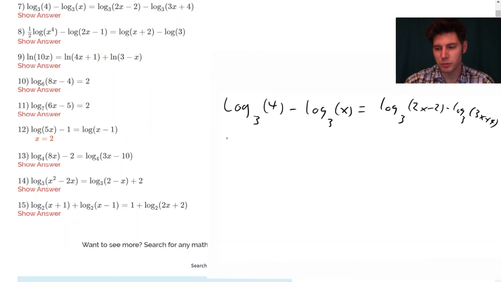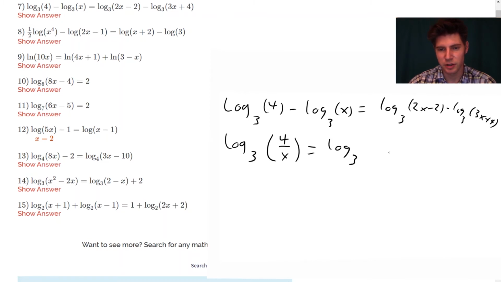So we're going to do that to this one. I'm going to write it as a single log, log base 3, but I'm going to have the 4 on top. But since the minus is for this one, the x is going to go on bottom. Equals, and I'll write this as a single log. The 2x minus 2 is positive, so it's going to go on top. The reason I say positive is because right here there's no minus. 2x minus 2 over, and then 3x plus 4 will go on bottom. And now we've condensed both of them into single logarithms.